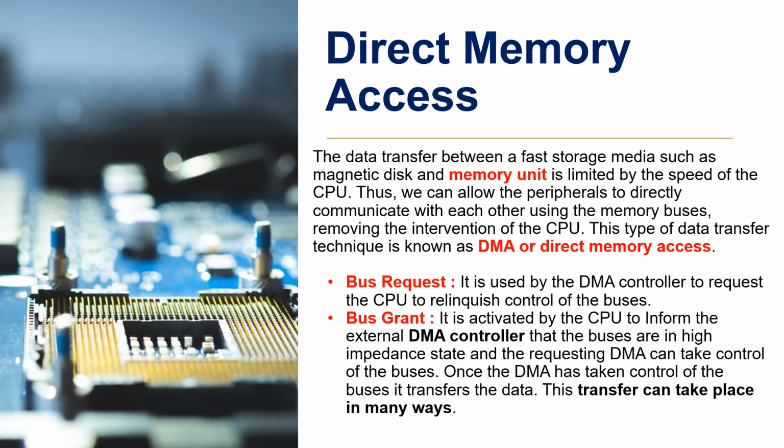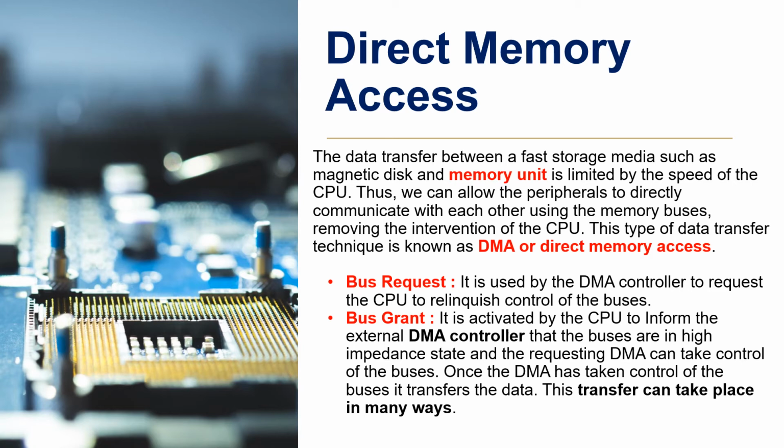Direct memory access. The data transfer between a fast storage media such as magnetic disk and memory unit is limited by the speed of the CPU. The DMA, therefore, allows the peripherals to directly communicate with memory using the memory buses, removing the intervention of the CPU entirely. This type of data transfer is known as DMA or direct memory access.